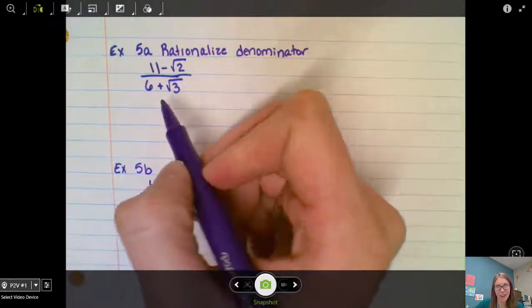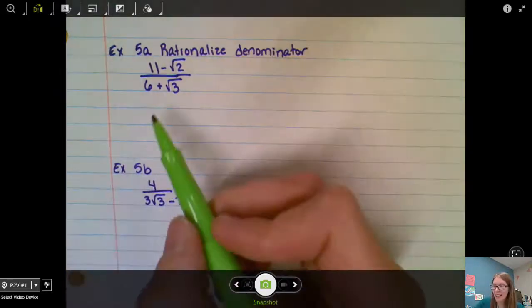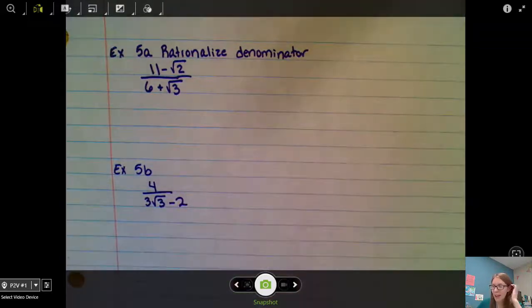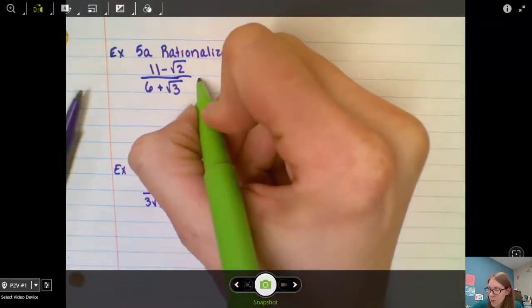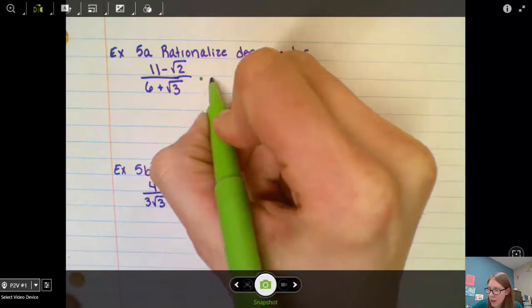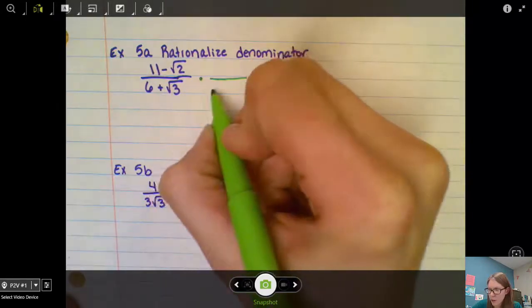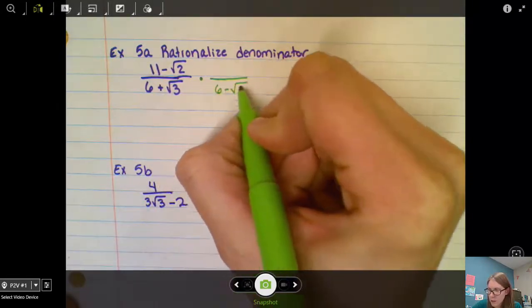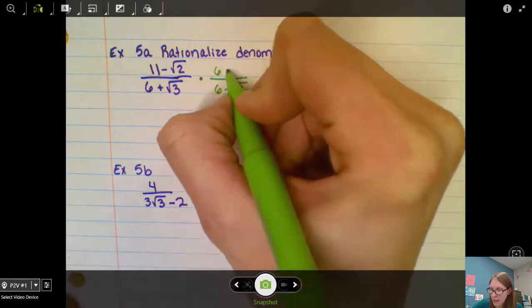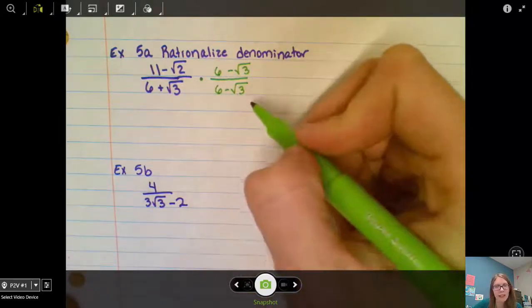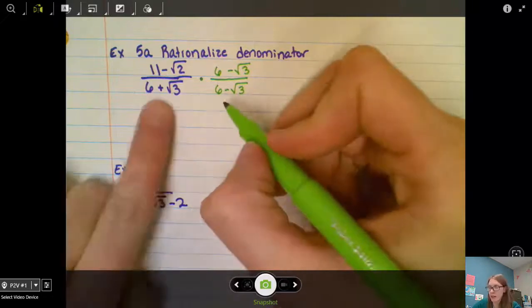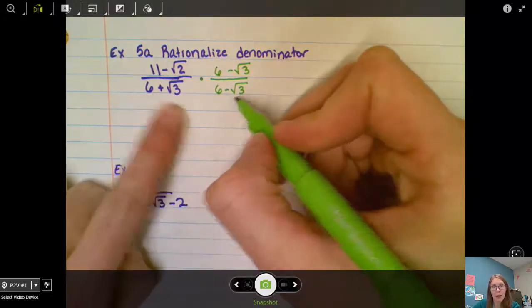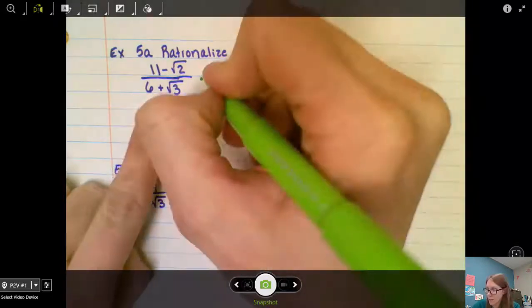I can't have my radical in the denominator. But since I have two terms here, the way that we get rid of it is to multiply by the conjugate. Just like when we had the imaginaries, if you remember doing that. So I have to multiply by the same thing with the opposite sign in the middle, which in this case is 6 minus the square root of 3. Same thing, opposite signs in the middle.